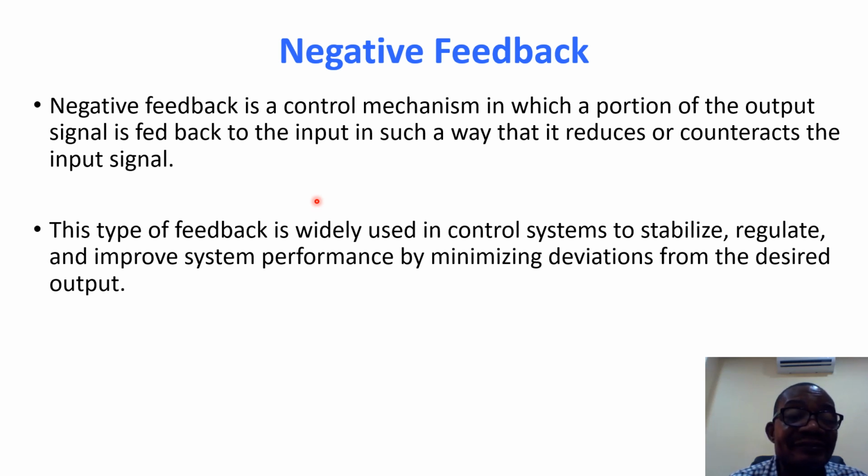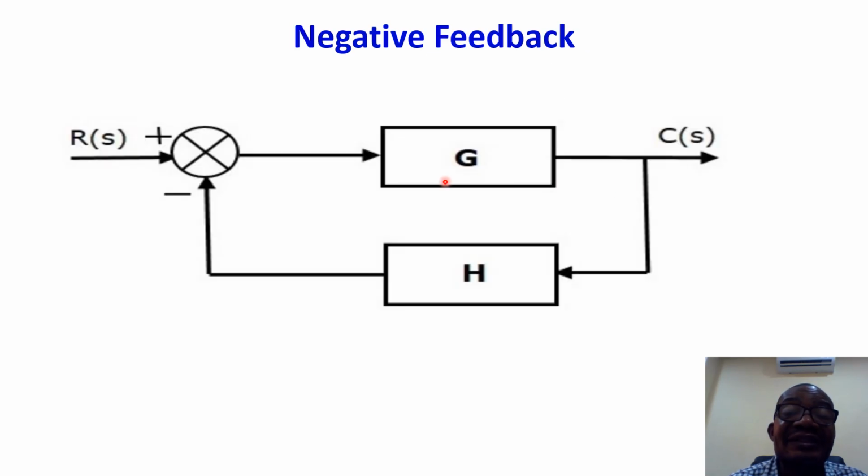the input signal. So negative feedback is widely used in control systems for the sake of system stability, to stabilize, regulate, and improve the performance of the system by minimizing deviations from the desired outputs. Here is the diagram for negative feedback. You can see the open loop gain, the feedback gain. You can see the outputs there, and you can see the reference.